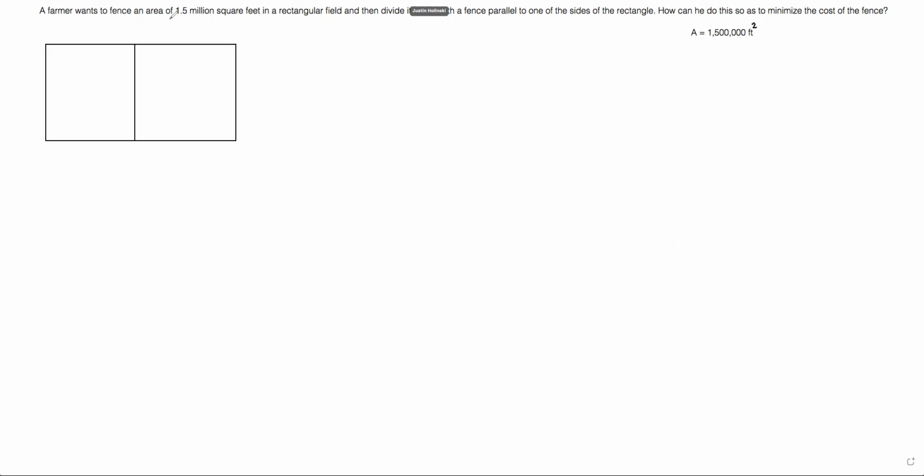So it looks like this is going to be the constraint right here. We have an area of 1.5 million square feet. So this cannot change. The area is fixed, it has to stay this many square feet. So that would be our constraint. The constraint is going to be area. And we have that written over here. Area is 1.5 million square feet.